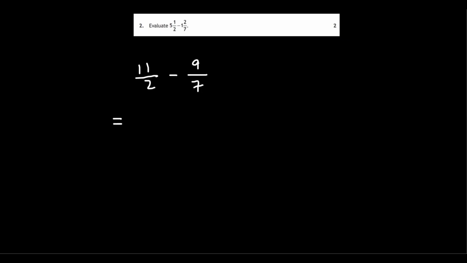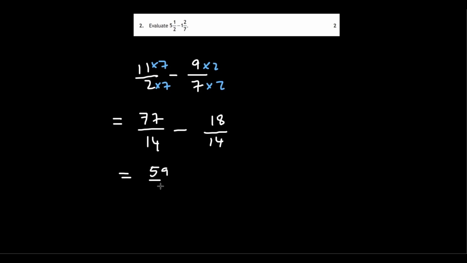So I'm just going to multiply this one by 7 and this one by 2. So the fractions become 77 over 14 minus 18 over 14. So that would be 59 over 14. And that's in its simplest form.